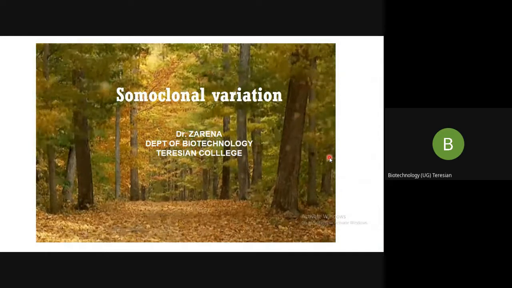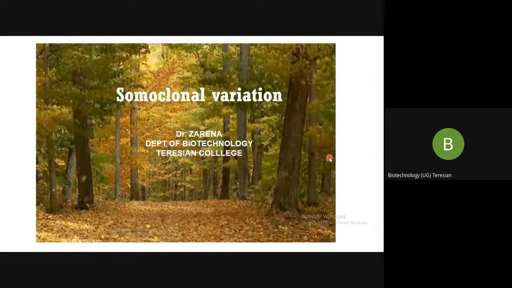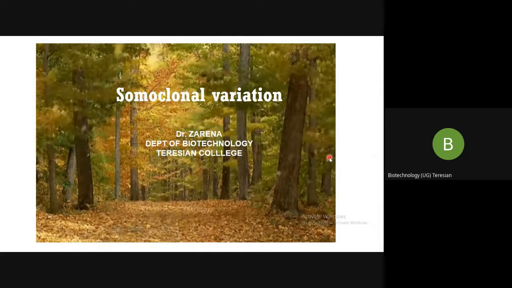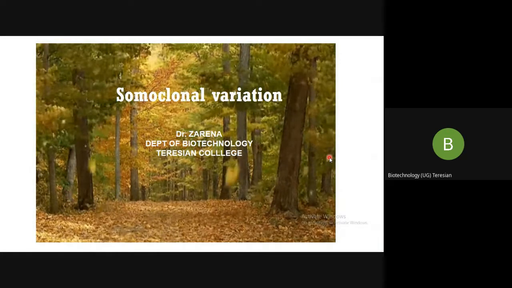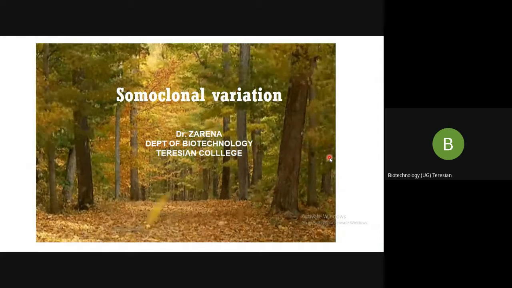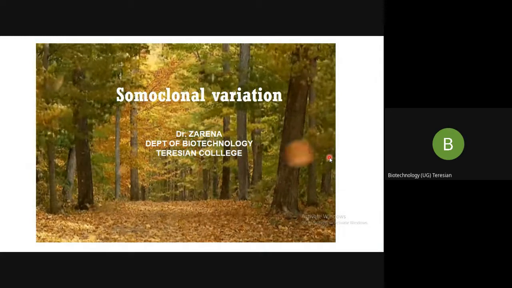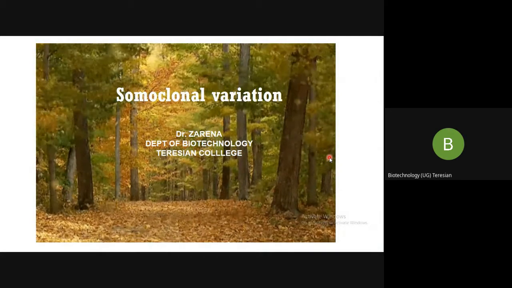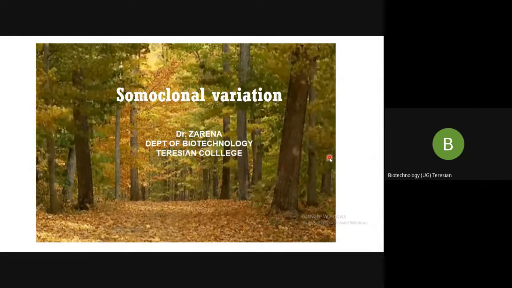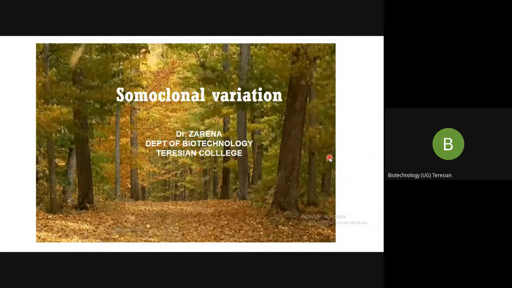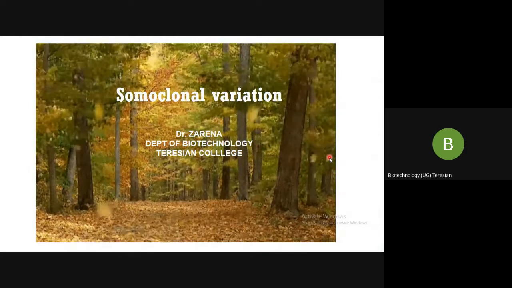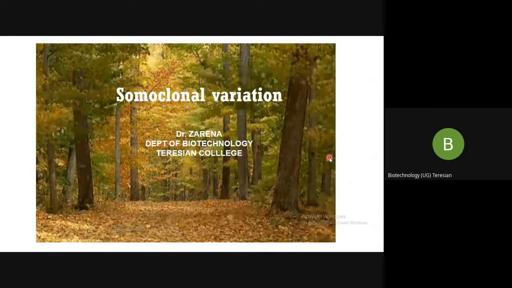Somaclonal variation is a valuable tool in plant breeding, wherein variation in the tissue culture regenerated plants from somatic cells can be used in the development of crops with novel traits. This definition, whatever I told you now, we can elaborate in today's class. Let's go into it.